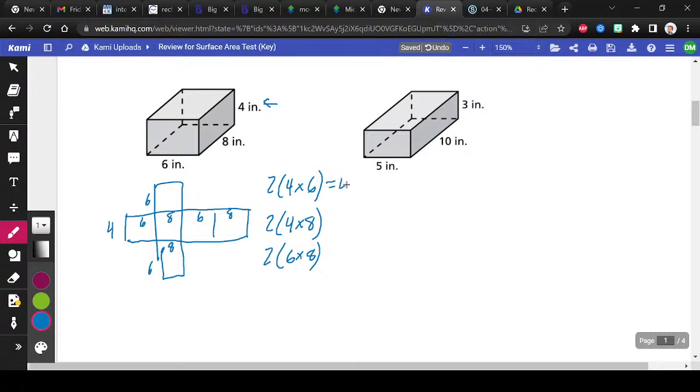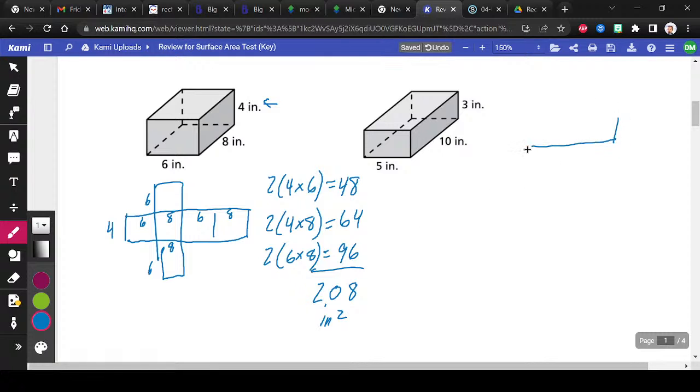Well, 2 times 4 times 6 is 48, 2 times 4 times 8 is 64, and 2 times 6 times 8 is 96. So we'll add these up. We've got 48 plus 64 plus 96. That gives us 208 inches squared.